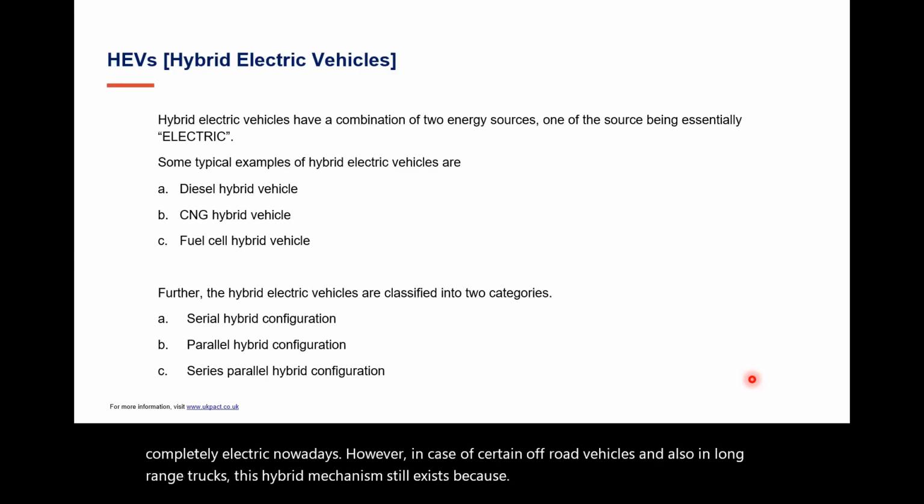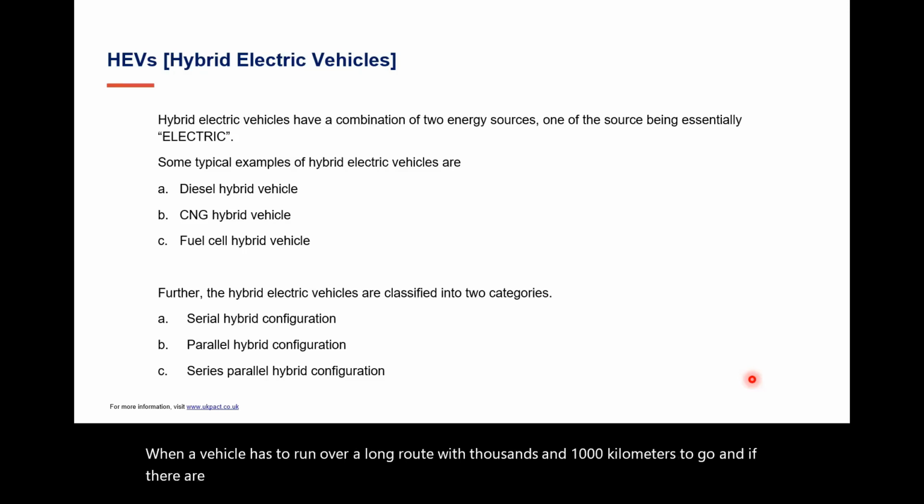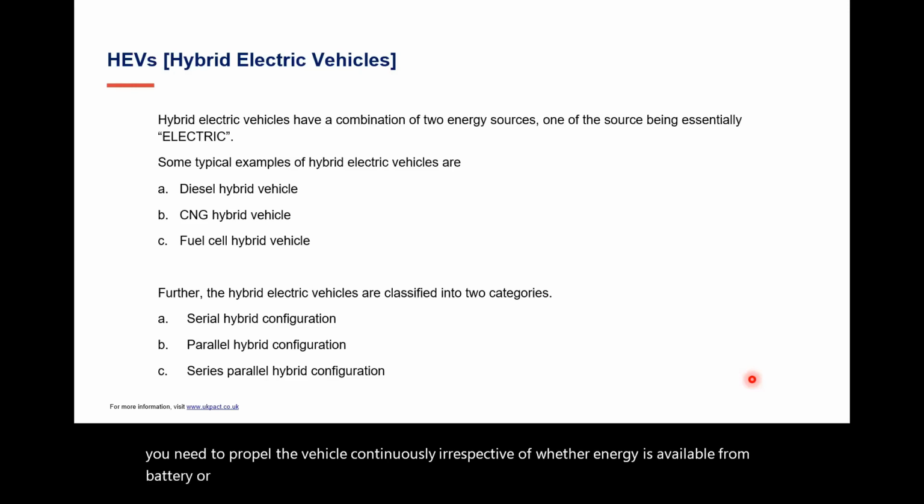vehicle has to run over a long route with thousands and thousands of kilometers to go, and if there are no charging stations available at sufficient number of points, then you need to propel the vehicle continuously, irrespective of whether energy is available from the battery or not. So in such cases, especially for highway trucks, this particular mechanism still exists.